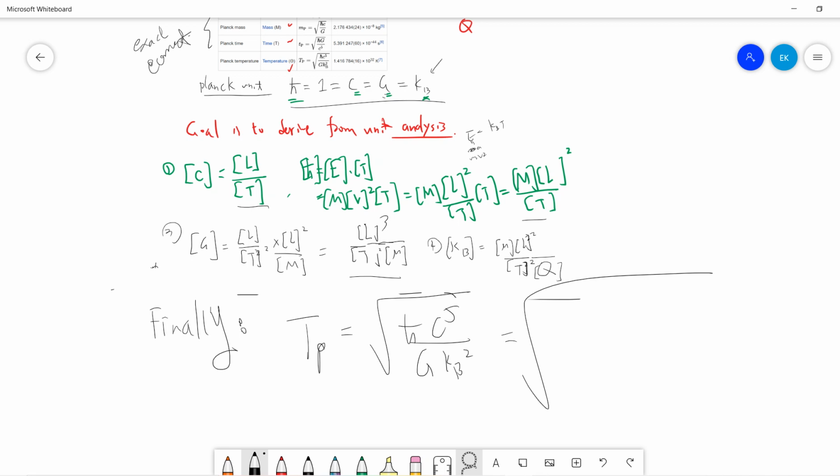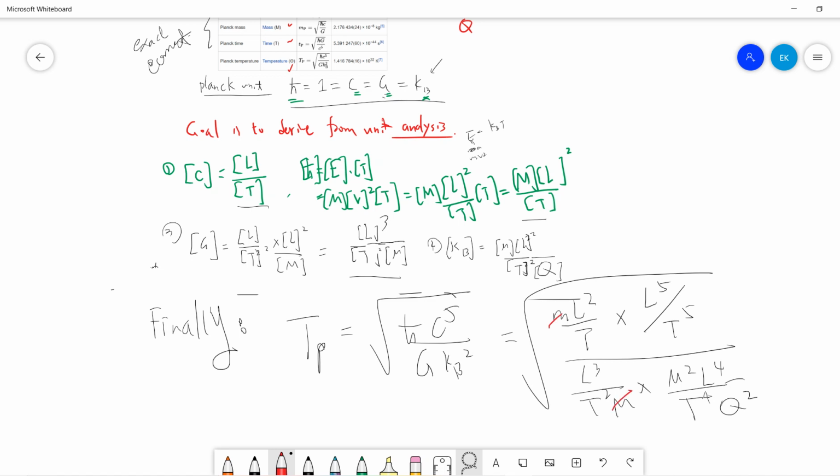Okay, so let's write down all the units. So h bar will be m l squared divided by t, times c to the 5, right? So it's l to the 5 t to the 5 divided by G, which is l cubed t squared m, times kB squared, right? Very scary. So it's m squared l to the 4th t to the 4th. Okay, so hopefully we are smart enough. So we see this m will become m squared. So m squared cancels with this, right? And the l to the 7 cancels with l to the 7, and the t to the 6 becomes a cube. Okay, so we prove this.